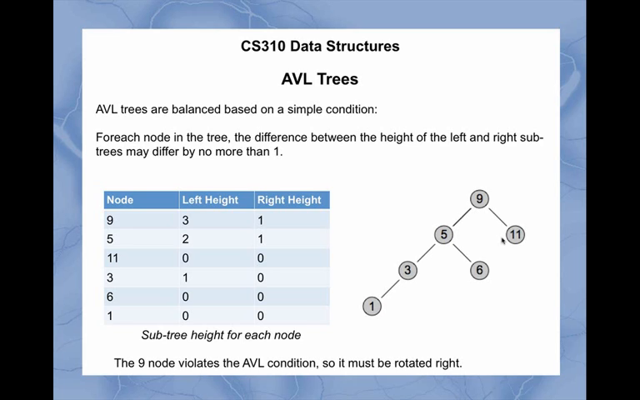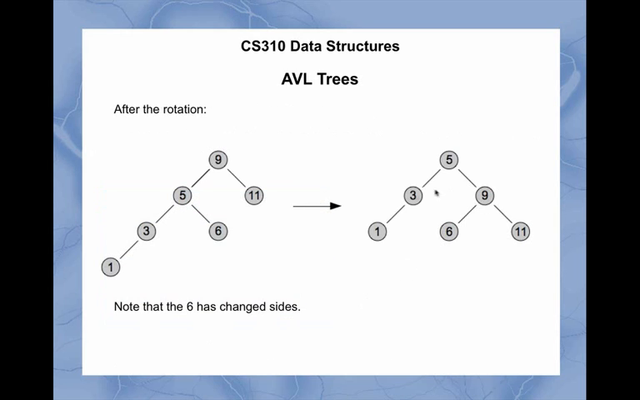This violates the AVL condition, so the 9 must be rotated, and you will always rotate to the lighter side. You always rotate to the side with the shortest height. So we have 3 here, 1 here. So we're going to rotate the 9 to the right on the side with 1. So before and after, and as you can see, we have decreased the height of the tree by 1. We have made it bushier.